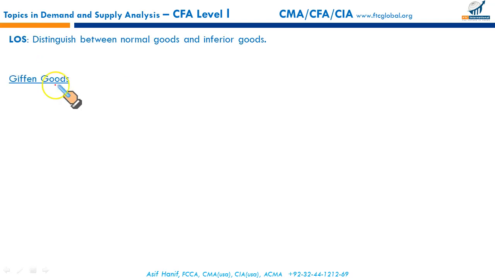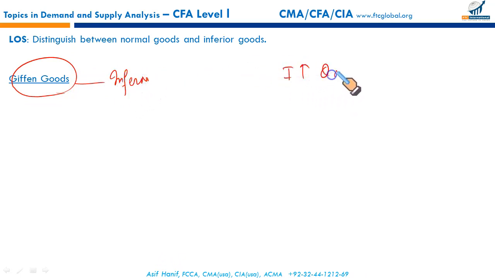Yes, there are some special cases here. Giffen goods are special inferior goods. Normally what we have just discussed, that when income goes up, the quantity demanded for a certain good goes down, that item is called an inferior good. But Giffen goods are special inferior goods which have a positive relationship with price. When the price goes up, you start purchasing more of these goods, even though they are inferior. Why?